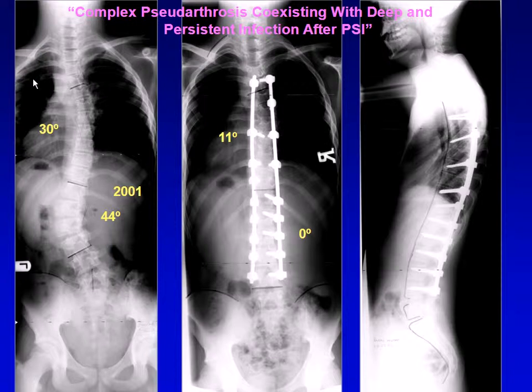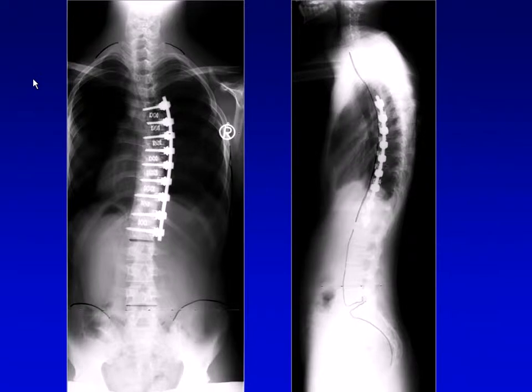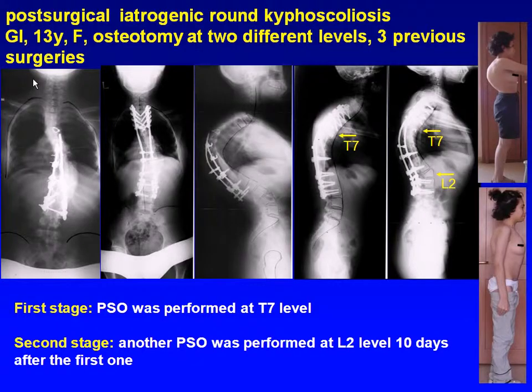And the other case is acute infection, resistant and recurrent infection, and complex pseudarthrosis coexisting with deep and persistent infection. We removed all implants, and then we performed anterior surgery due to 3-level pseudarthrosis. Post-surgical iatrogenic kyphoscoliosis.